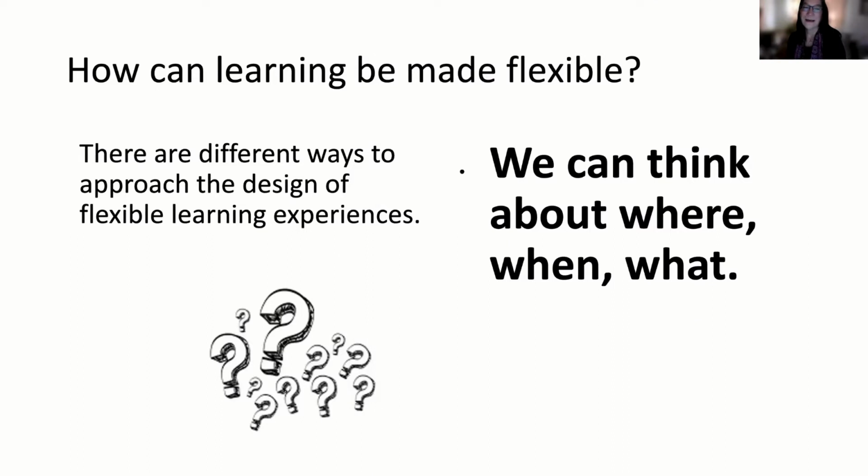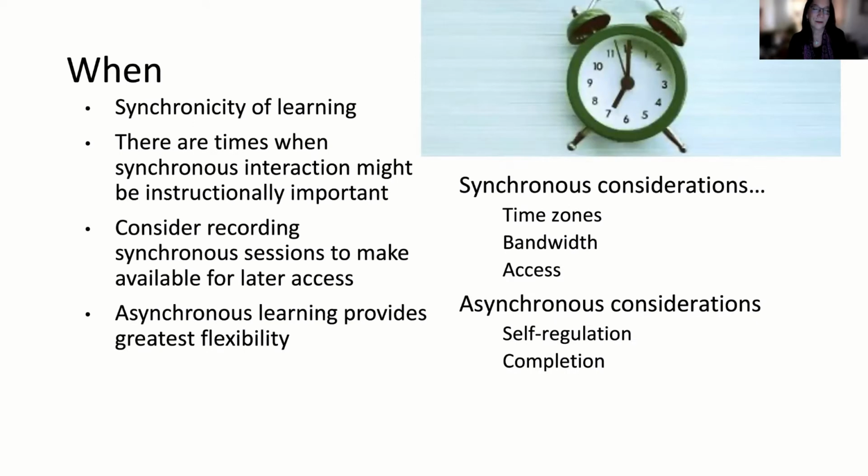So in what ways can learning be made flexible? There are a number of ways that we can think about this. And specifically today, I'm going to focus on 3 different ways: the where, or the location of learning, the when learning takes place, and what is the learning content, and how can it be made more flexible. So let's start with when.